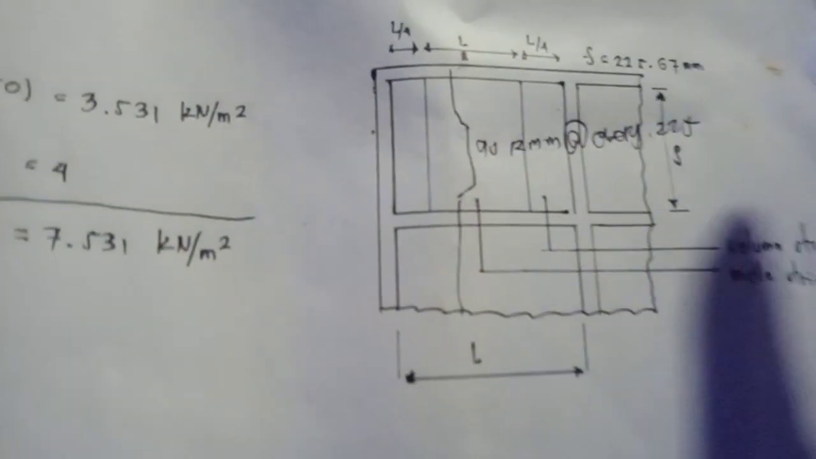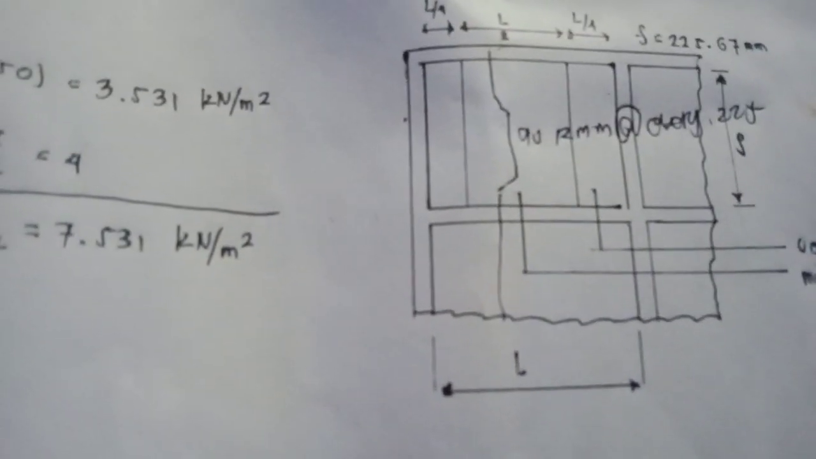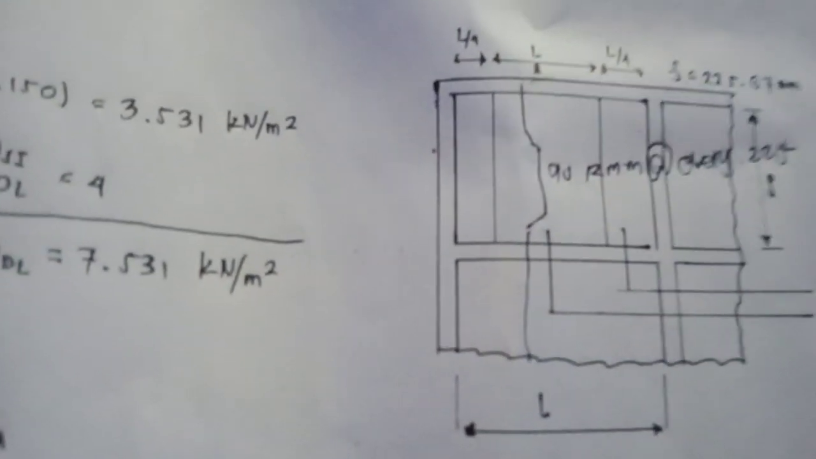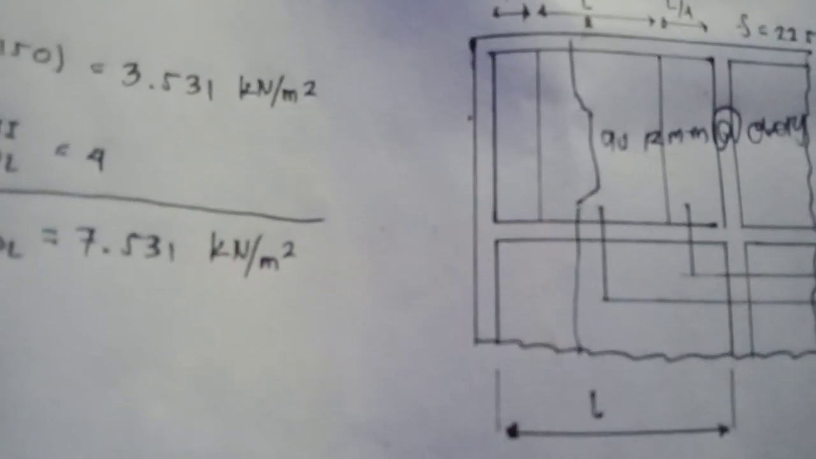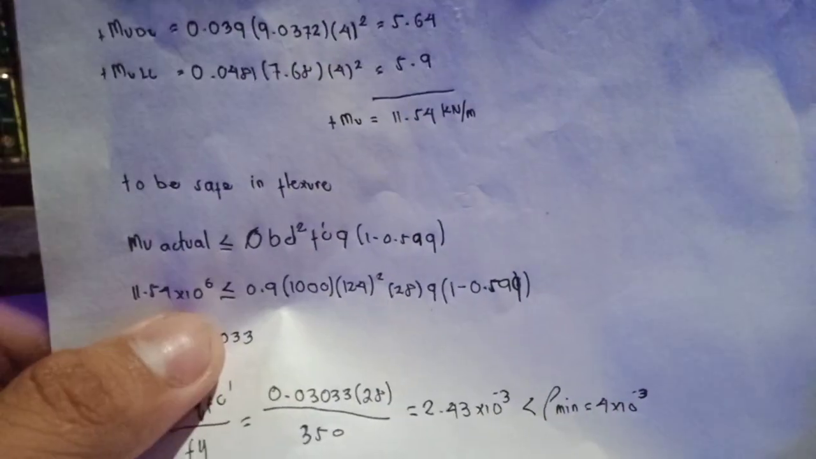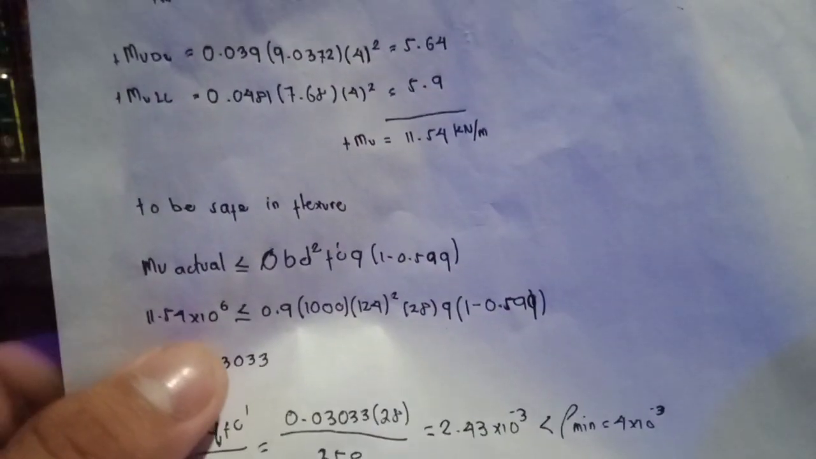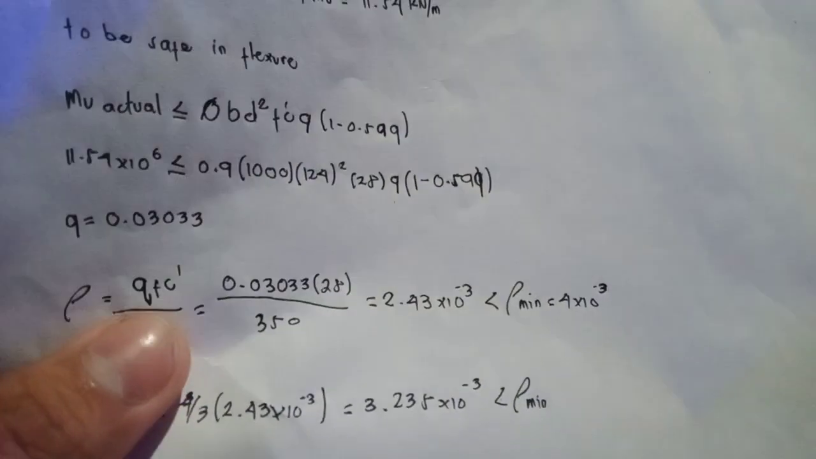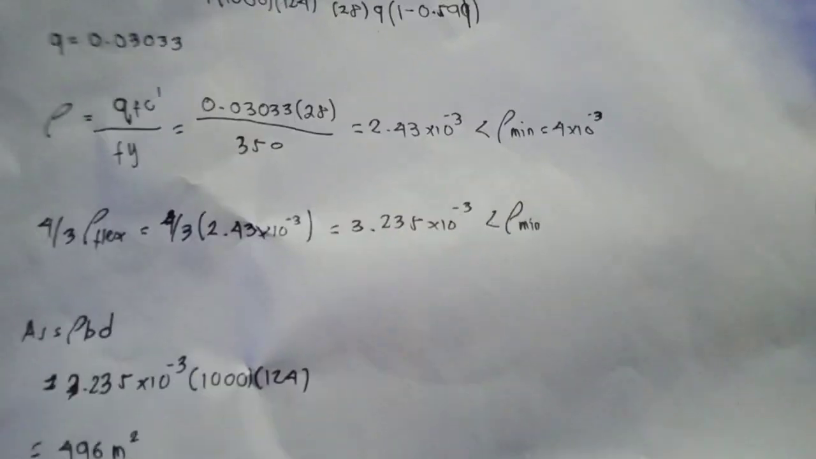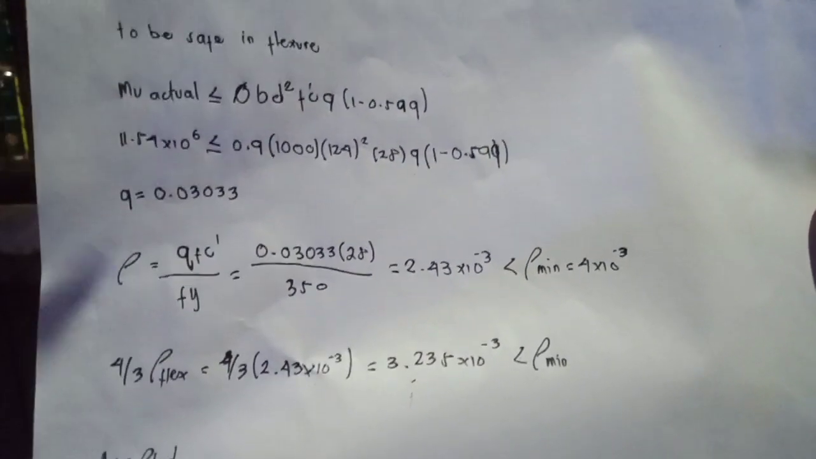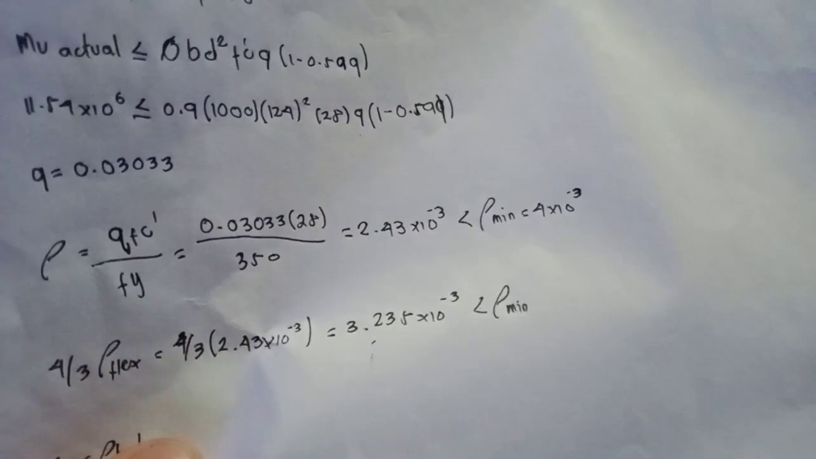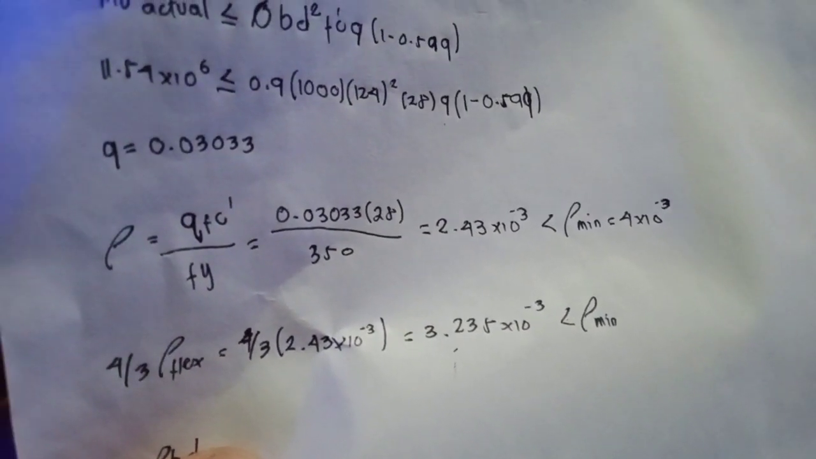So in a column strip, the instruction is just to use 1/3 of the moment. So this one is just multiplied by 1/3. If using this, the one which governs is the rho minimum. So the one that governs is this one. Here, for the column strip, the one that governs is 4/3, 4/3 from the picture.